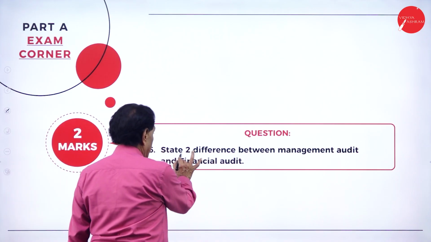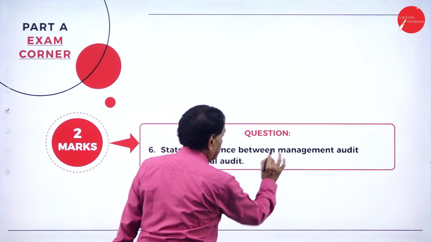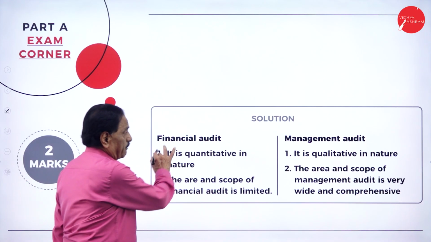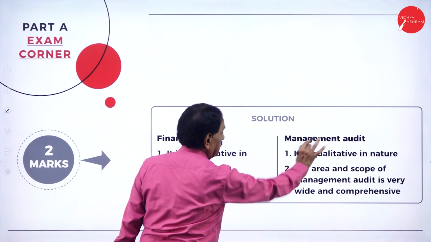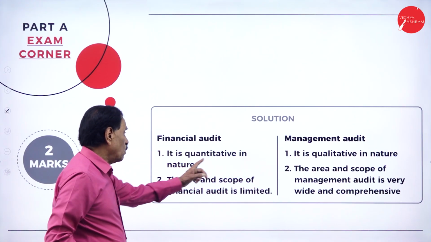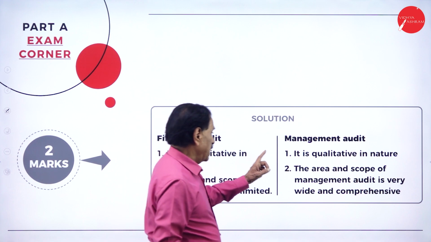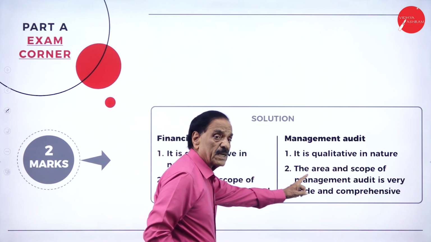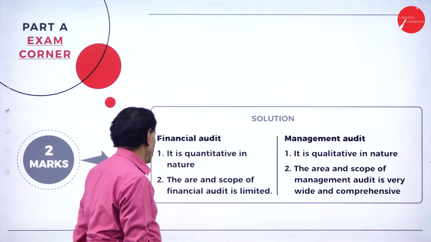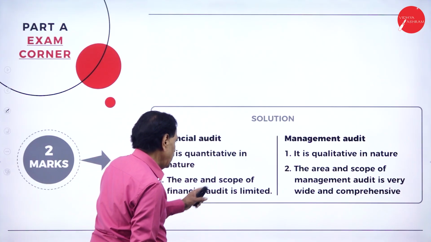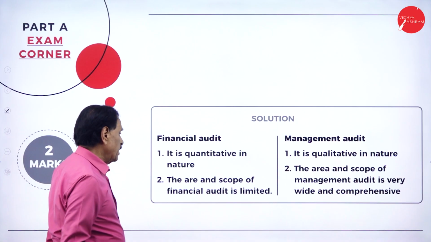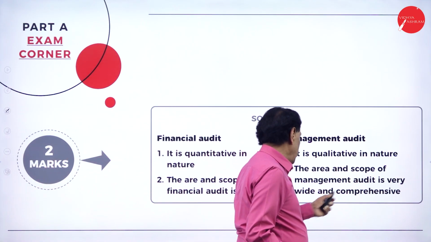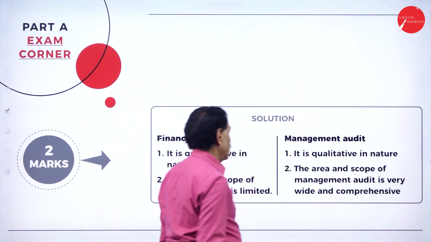6th question. State 2 differences between management audit and financial audit. This is financial audit, this is management audit. Financial audit is quantitative in nature, management audit is qualitative in nature. Number 2, the scope of financial audit is limited, while management audit is very wide and comprehensive.